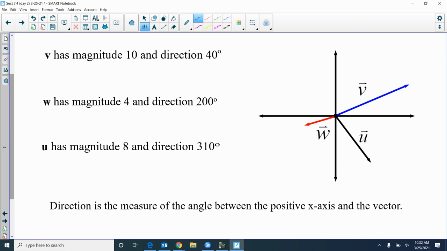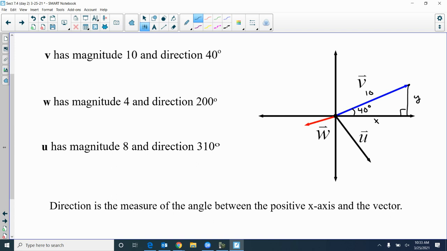Okay. Now here's what we want to do. We know this one right here, V, has a magnitude of 10 in a direction of 40 degrees. How would I label it in terms of i and j? How could I figure that out? I need to figure out what that point is. Well, based upon what I got, I know this is 10. I know this angle is 40. How would I find those values, x and y? I need to know how far over to go and how far up to go.